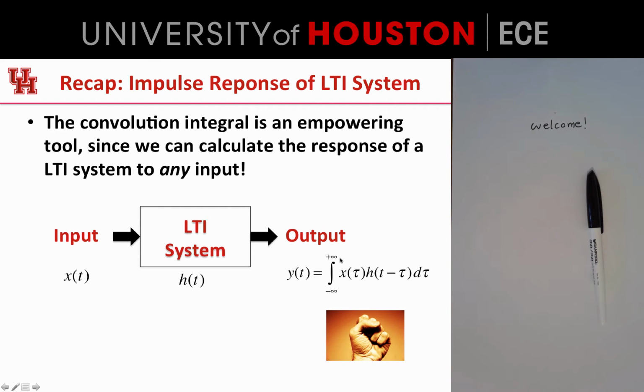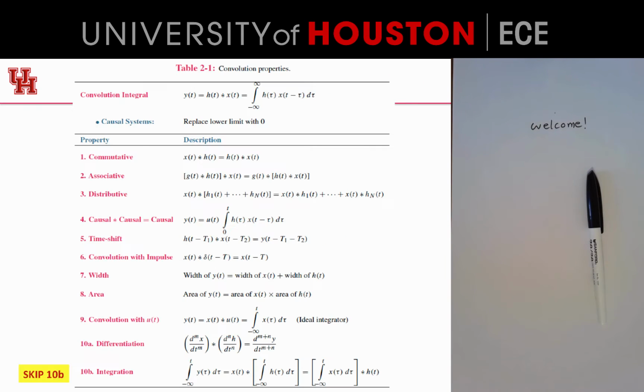Now, in most cases that are of interest to us, we'll find that the limits of these integrals are not exactly minus infinity to infinity, but something much smaller. For example, if you're dealing with causal systems, we'll see that the lower limit usually goes to 0. And it gets simpler than that. You'll see some of that in today's examples.